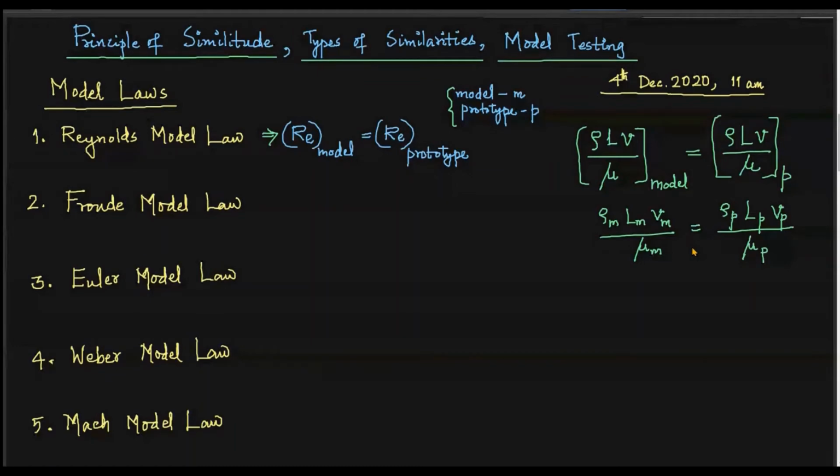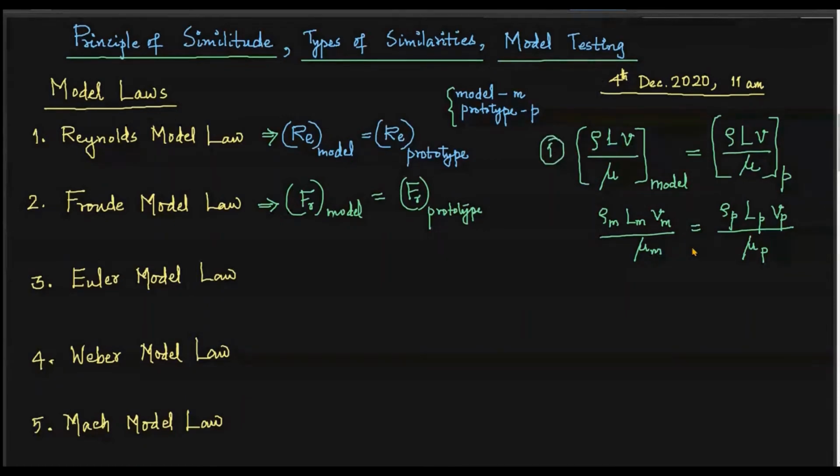And now Froude model law. Froude model law means FR, say FR, it's not force ratio. I'm talking about the Froude number. So the Froude number of the model is equal to the Froude number of the prototype. Okay, and what does it mean? This is about the first law.